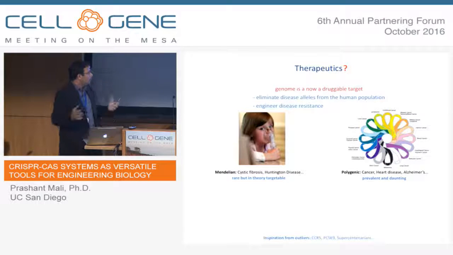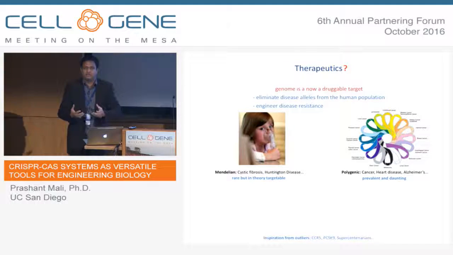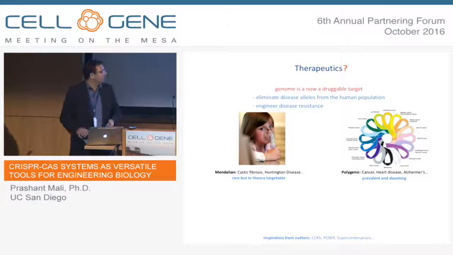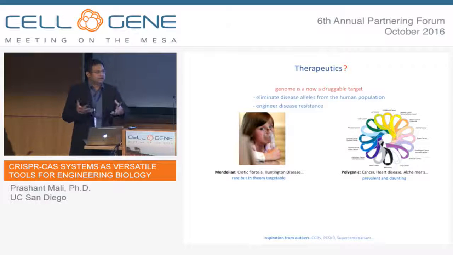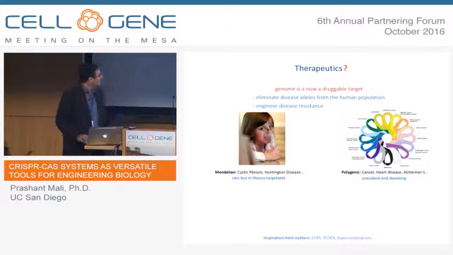Well, one approach is perhaps we can take inspiration from nature, because nature can often solve a very complex problem by coming up with a unique solution. For instance, we have the CCR5 mutation in certain individuals that confers the ability to have HIV resistance. Individuals with PCSK9 mutations seem to be resistant to heart disease to a certain extent.